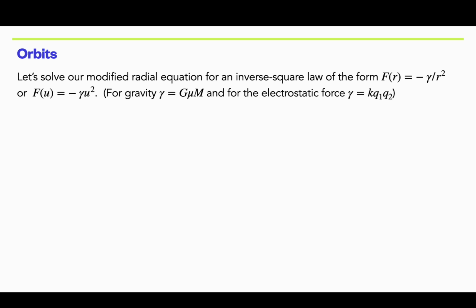We're going to use this previous equation now by plugging in specifically for an inverse square law. So we'll do it generally for now. We'll write that the force is minus some constant gamma over r squared. That gamma would be G mu m for the gravitational force, or k q1 q2 for the electrostatic force.